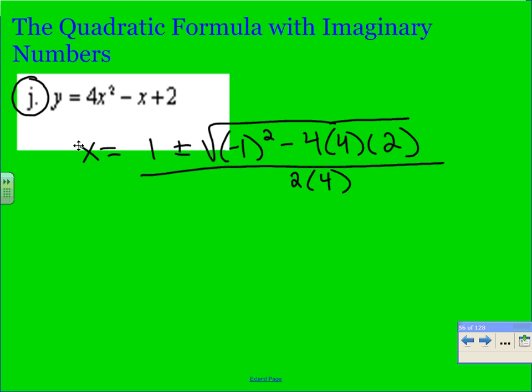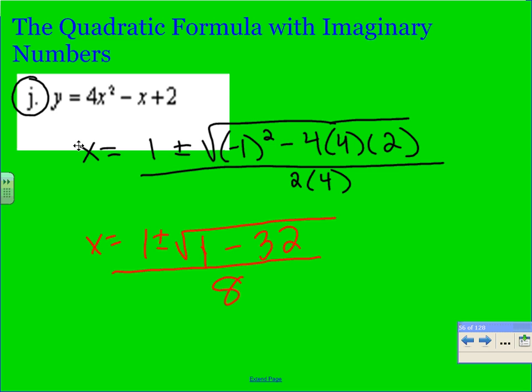So you can already tell that you're going to end up with a negative in the radical. Hopefully, at least you can tell. So we have x equals 1 plus or minus square root. -1 squared is 1. Now here's the tricky part. -4 times 4 is -16. -16 times 2 is -32. So that stays as a minus. If you mess up on one little sign, the entire formula is going to be wrong. So we have 1 minus 32 all over 2 times 4 is 8.